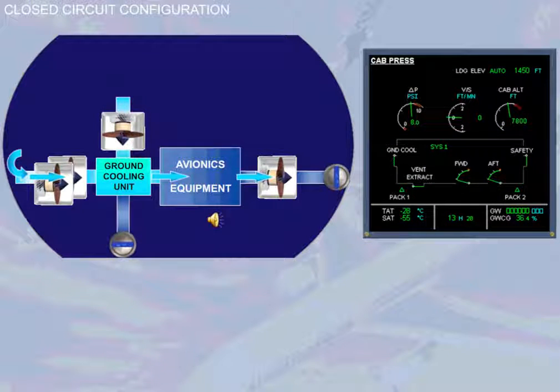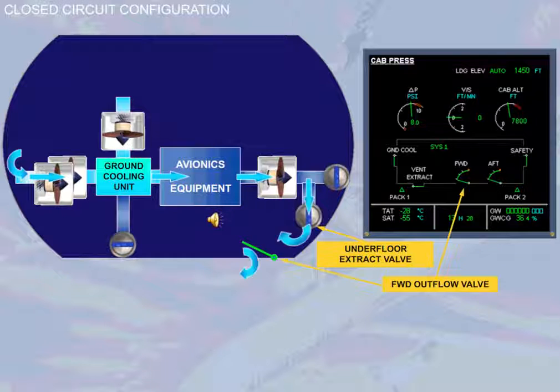On ground with all engines running, or on a 340-600 with engines 2 and 3 running, or in flight, the ground cooling unit and the fan are stopped. The ground cooling valve is closed. In addition, the overboard extract valve is closed, and the air from the avionics equipment is blown through the underfloor extract valve under the forward cargo compartment, then overboard through the forward outflow valve.